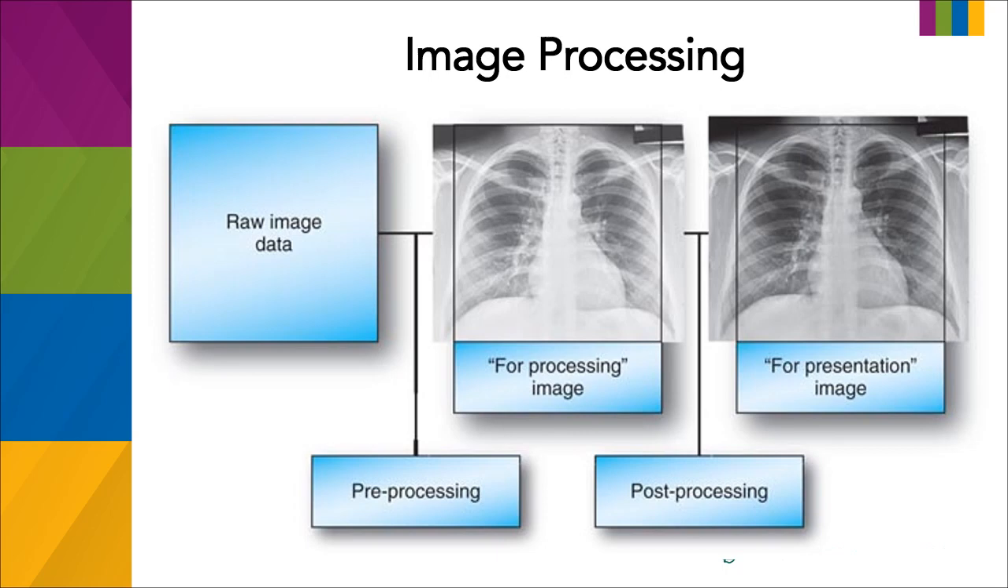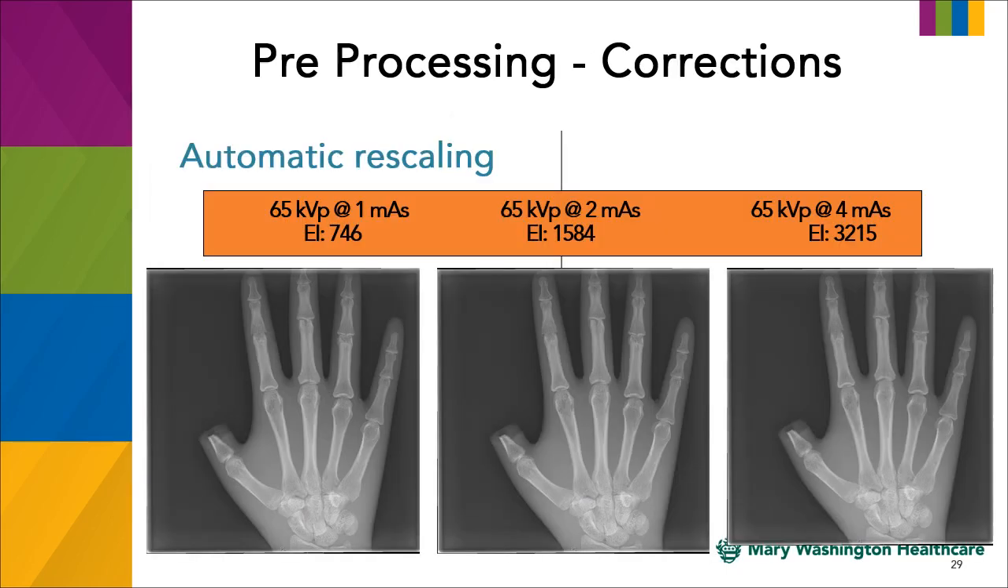So raw image data is what we start off with, the characteristic curve. Pre-processing gives us corrections for processing an image, and post-processing makes improvements for presentation. So let's begin with pre-processing with corrections. Automatic rescaling is our first pre-processing for corrections.